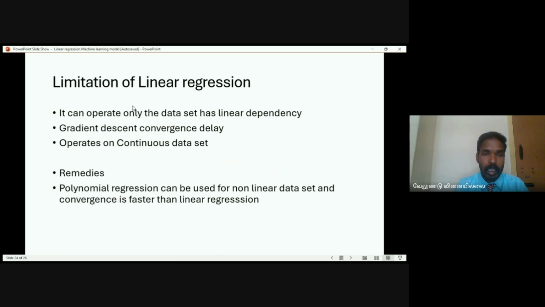How the limitation will be overcome is that, suppose if the data is non-linear, we can use polynomial regression, and its convergence speed is also much greater than linear regression. So this is a remedy for non-linear data set behavior.